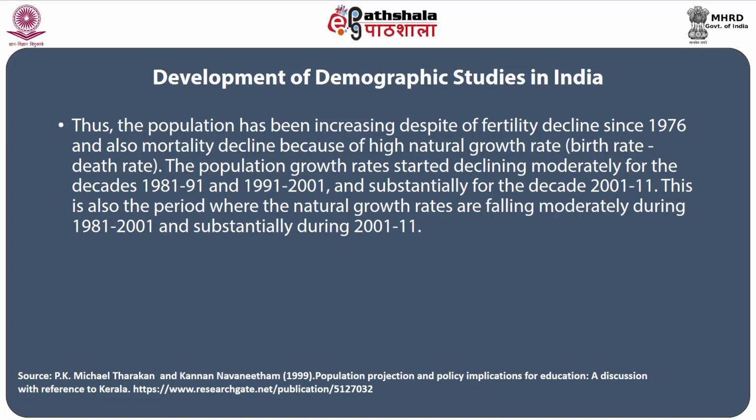The population growth rate started declining moderately for the decades 1981-91 and 1991 to 2001, and substantially for the decade 2001 to 2011. This is also the period where the natural growth rates are falling moderately during 1981 to 2001 and substantially during 2001 to 2011.